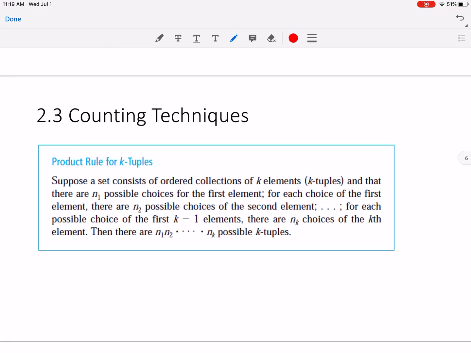Suppose a set consists of ordered collections of k elements. So we get k elements over here, and there are n1 possible choices for the first element. For each choice of the first element, there are n2 possible choices of the second element, and so forth. For each possible choice of the first k minus 1 elements, there are nk choices for the kth element. Then there will be n1 times n2 times until nk possible k-tuples, right?